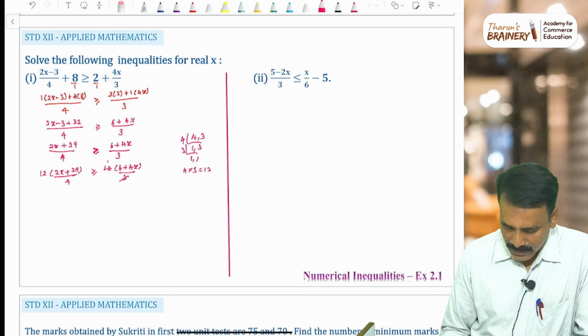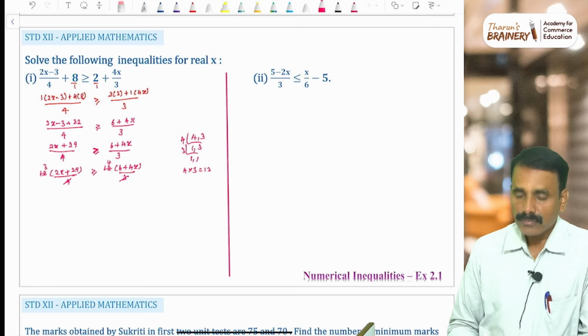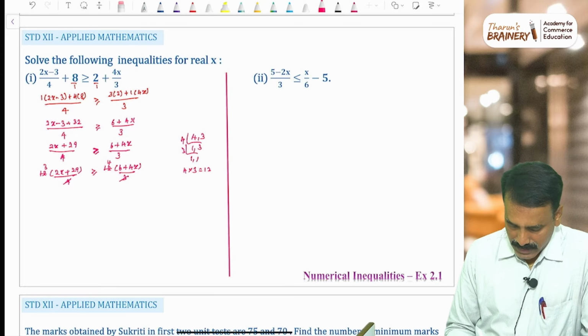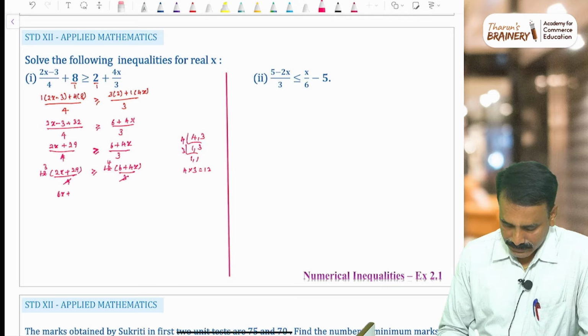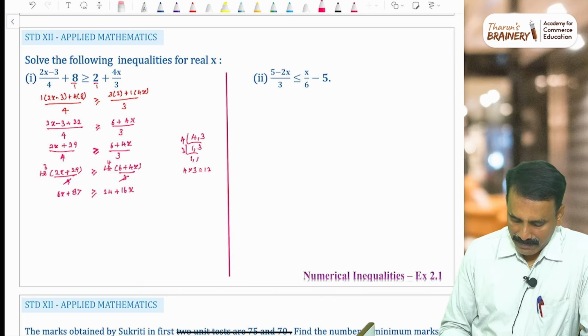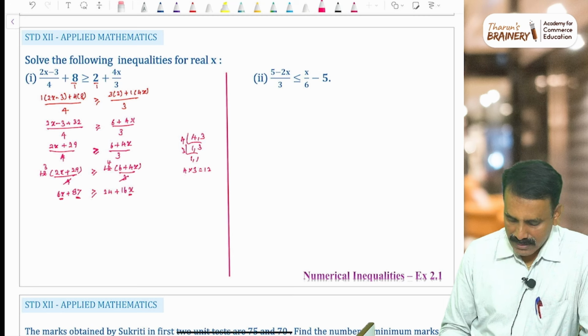3 cancel here, it is 4. So 4 cancel here, it is 3. We multiply now. So it is 6x plus 3 into 29, 87 greater than or equal to 4 into 6, 24, 4 4s are 16x. Now I am having an x term on the left hand side and a constant term. Here it is x term and this is a constant term.